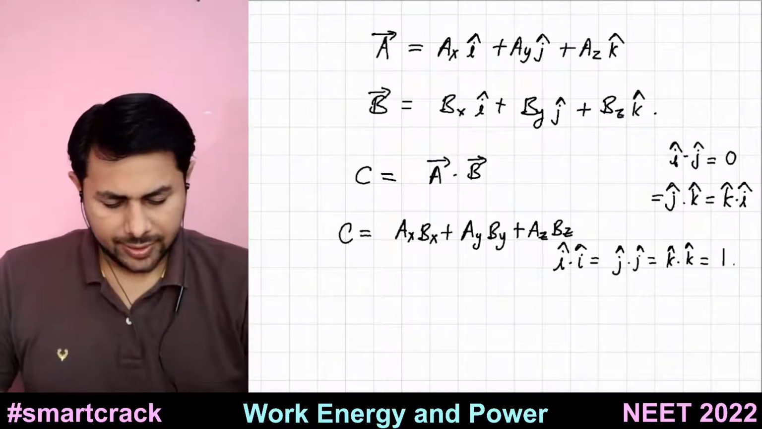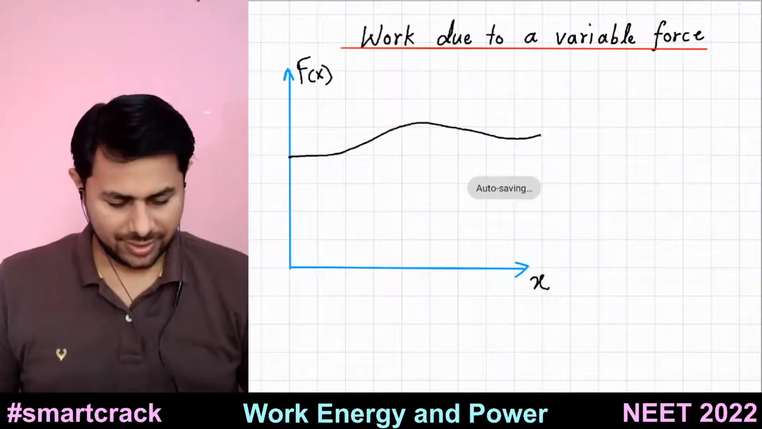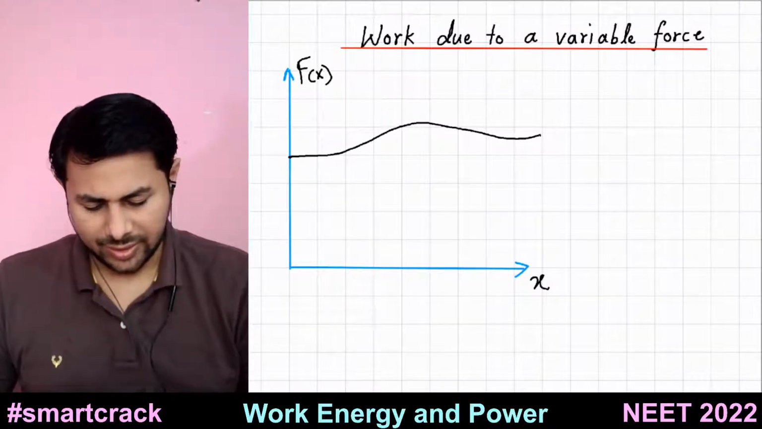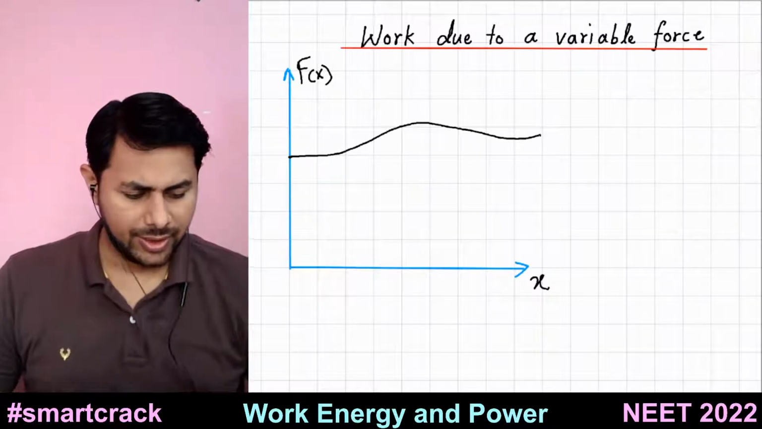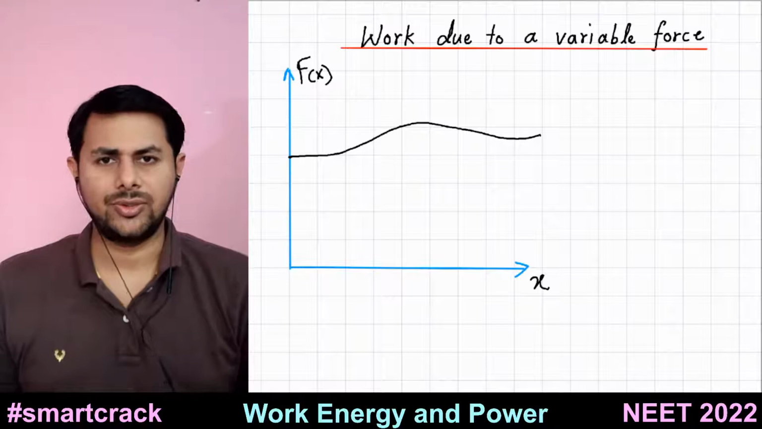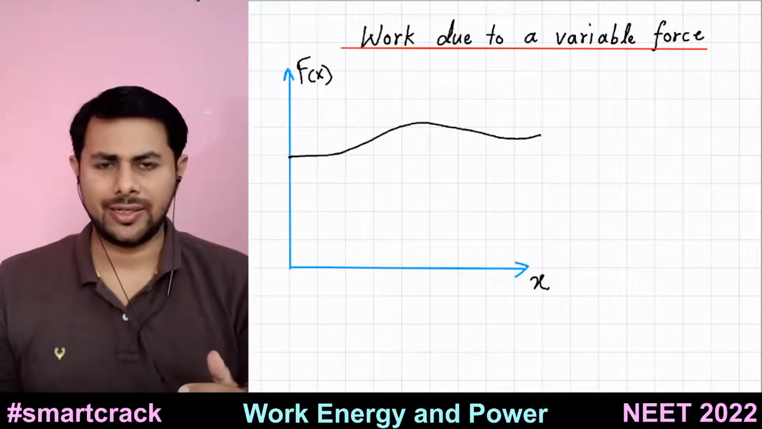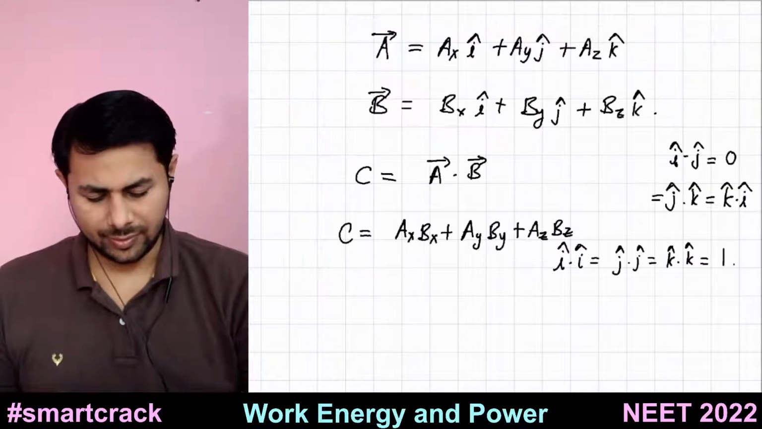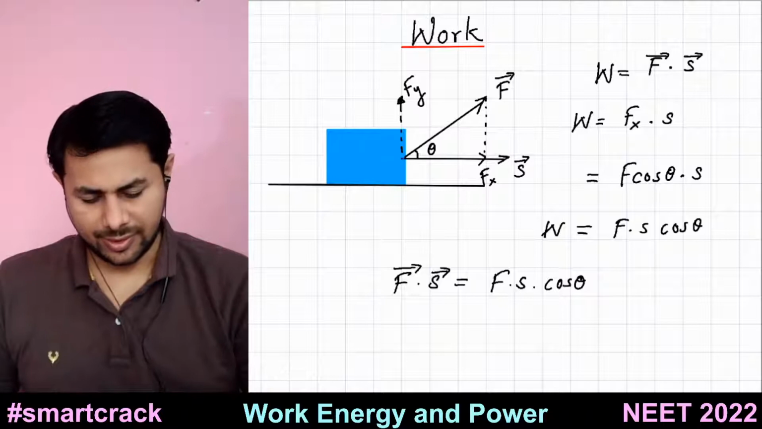All right. So now let's move on to another concept, the work done due to a variable force. Now we know about the scalar product. So what will be the work done due to a variable force? Work done due to a constant force is just what? Component of force in the direction of displacement. F cos theta multiplied by displacement.